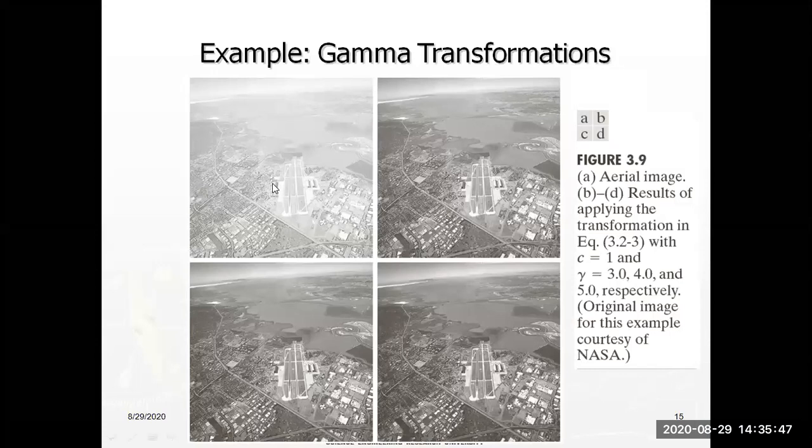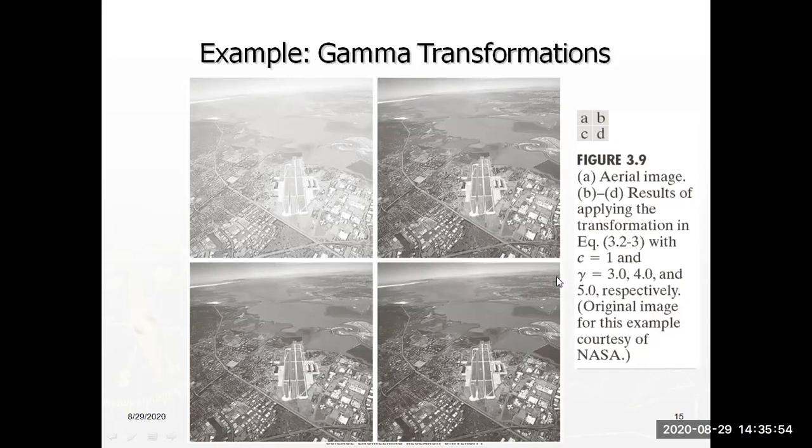What is an aerial image? If you take a satellite image of a city and apply gamma values like c equals 1 and gamma equal to 3.0, 4.0, 5.0. In image B, I'm applying gamma value 3.0, in C 4.0, and in D 5.0. So what is the first one? Original image for this example, courtesy of NASA. This image is captured by NASA, or we are obtaining this image from NASA.